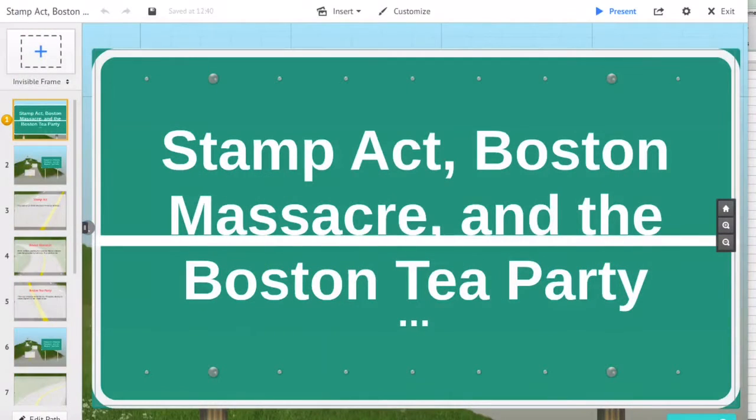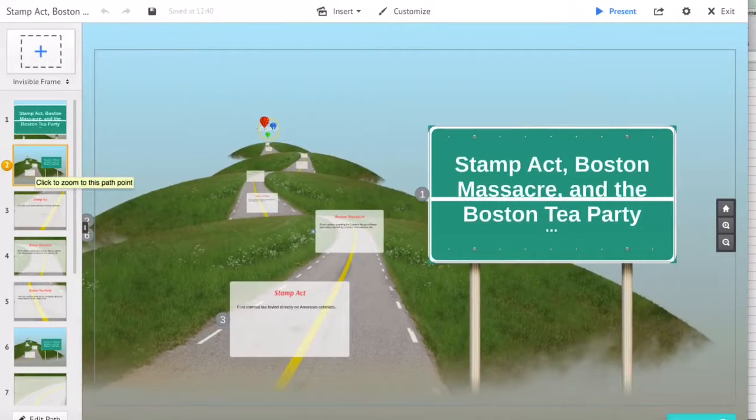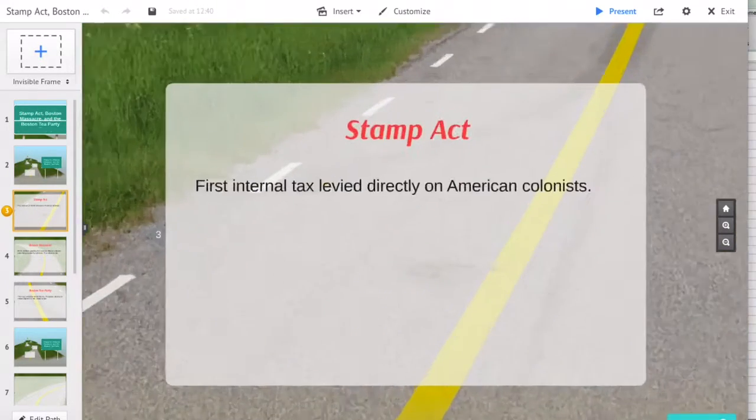We need to be familiar with the Stamp Act, the Boston Massacre, and the Boston Tea Party, and how each of these relate to the eventual Revolutionary War. And the concept that kind of circles these three is that the British are now wanting to tax the colonists, but they're not giving them the ability to vote. So that's the big deal. Okay, so let's look at each of them.